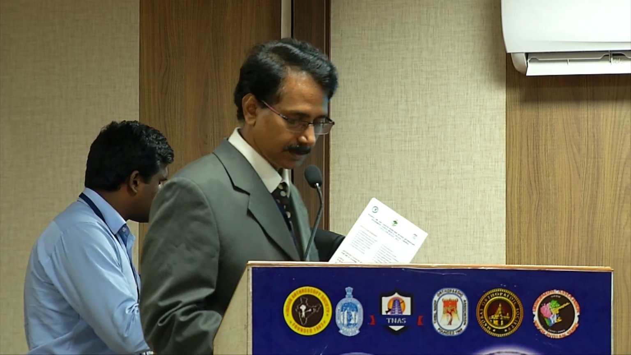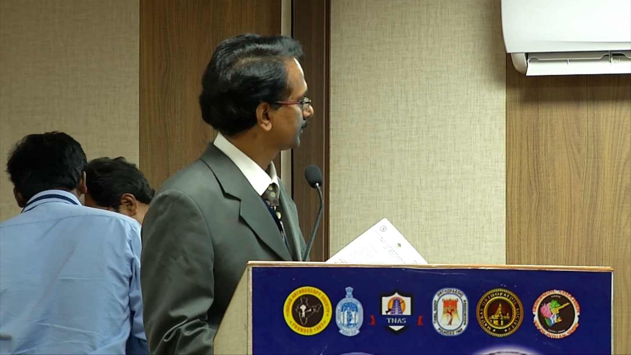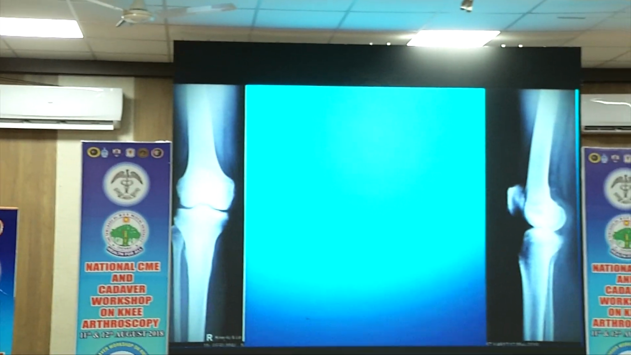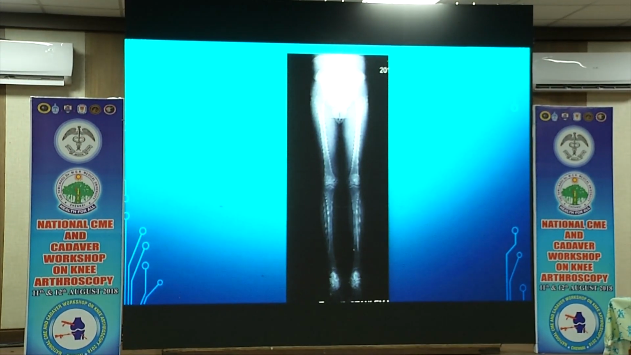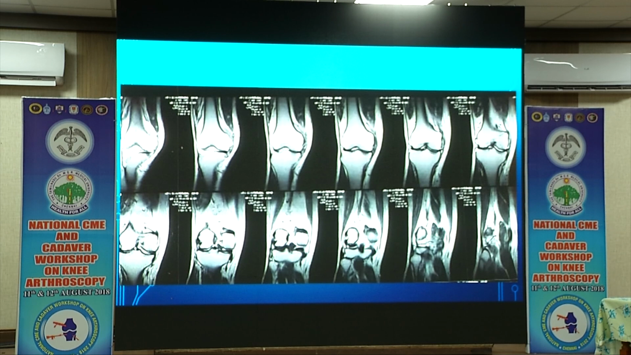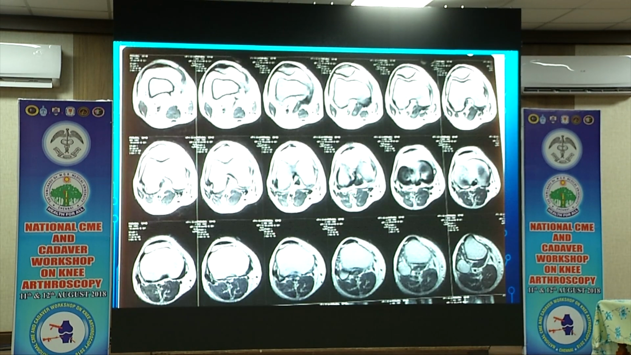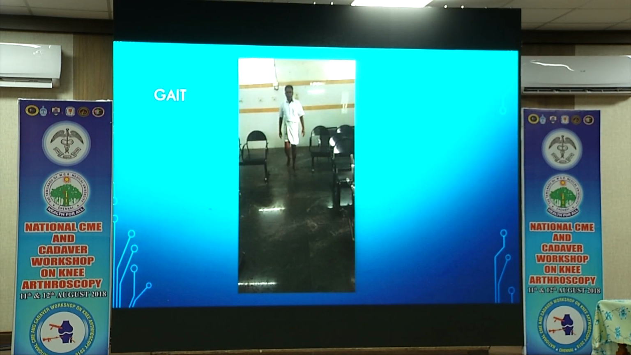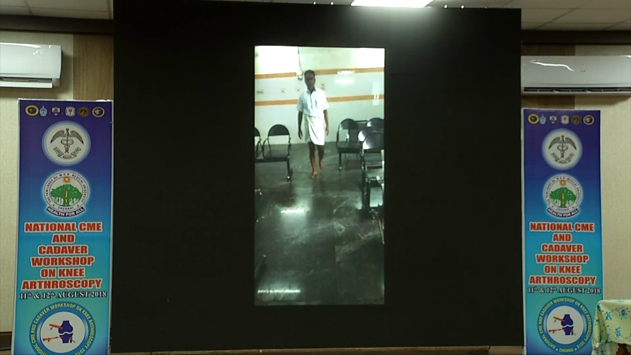This is about the case details. This is a 52-year-old male, RTA 2.5 months back, with severe pain and instability. And those are the X-rays. And we've got an MRI done. It shows an ACL injury. This is the gait.